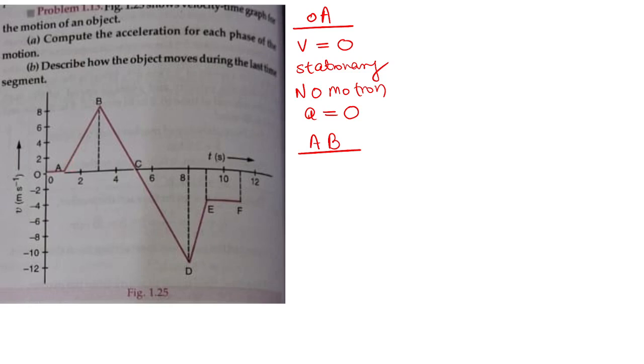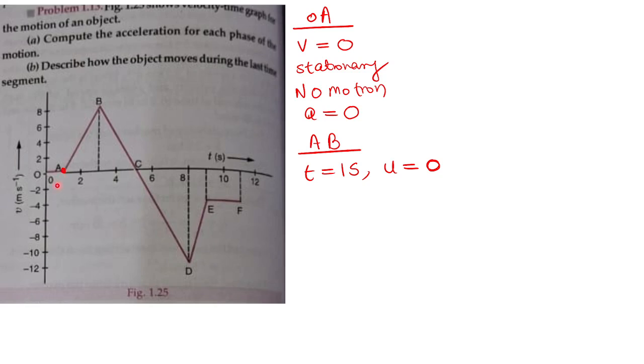Consider the segment A. Where is A? At A what happens? A says that when time equal to 1 second, velocity equal to 0. Let it be the initial velocity.